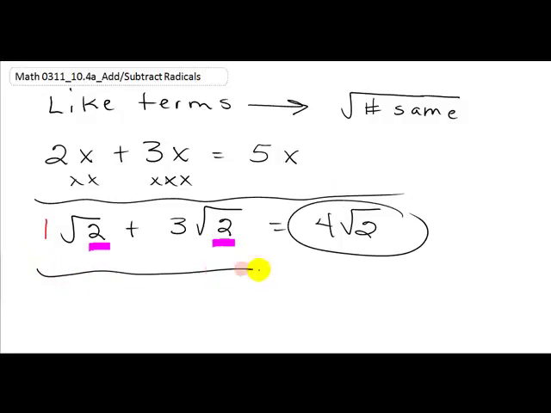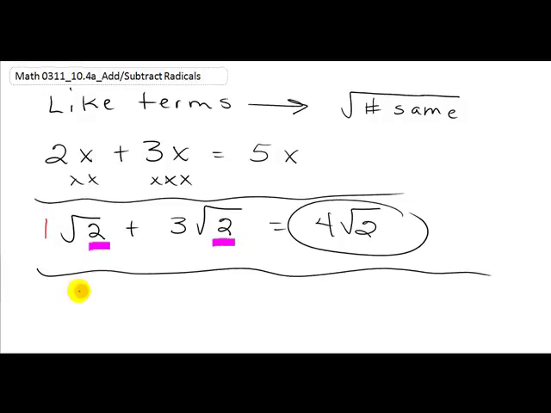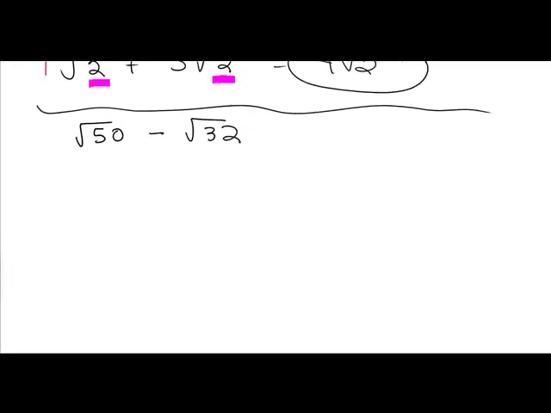Now we may have to do some simplifying to be able to do this like term thing. And so let's look at some problems like that. Here we have the square root of 50 minus the square root of 32. And what we need to do here is we need to simplify.